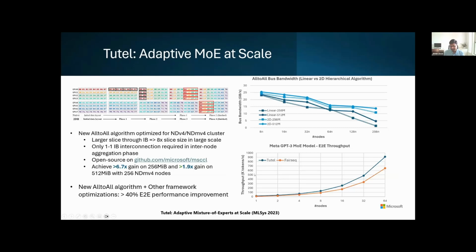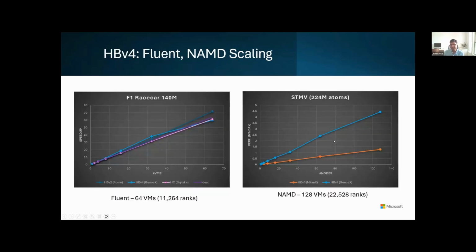And then on the NAMD model, the STMV 224 million atoms model, this is again comparing two generations, HBv3 and HBv4. Here also it's the same story, much higher scaling efficiency.